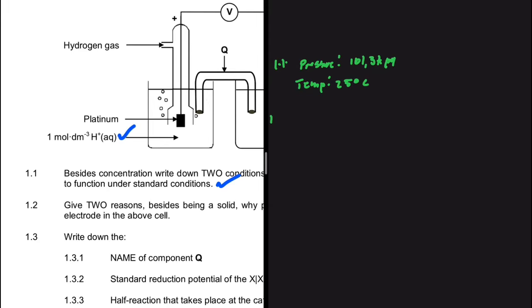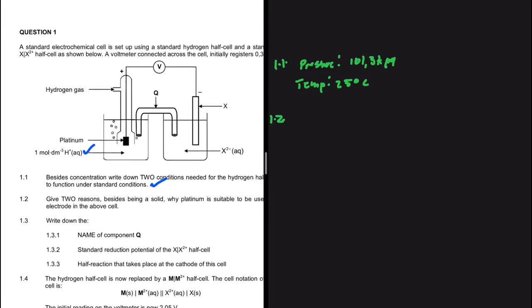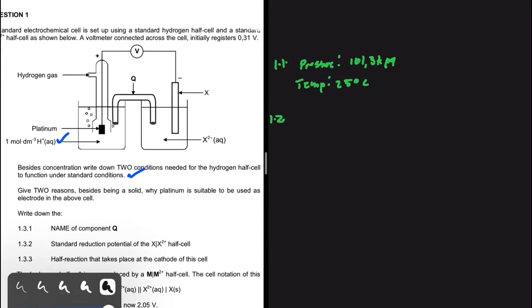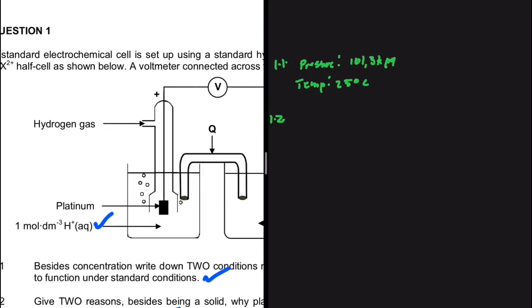Let's go ahead and take a look at 1.2. Give 2 reasons besides being a solid why platinum is suitable to be used as an electrode in the above cell. So as you can see here, where there is hydrogen gas, platinum is used as an electrode. Let's talk about why that is so. Hydrogen gas, as the name says, is a gas, and we need our electrode to be a solid.